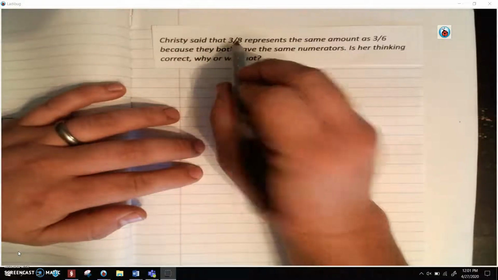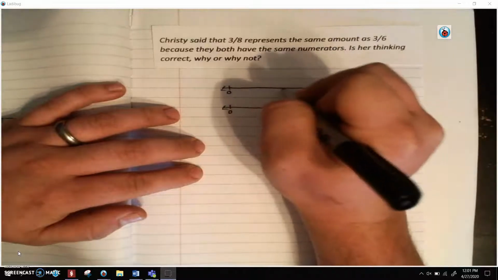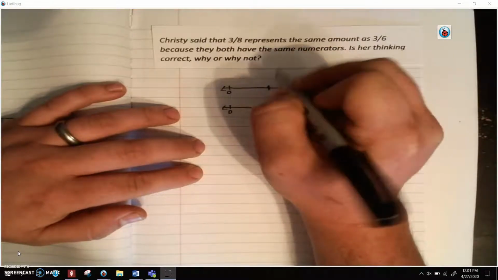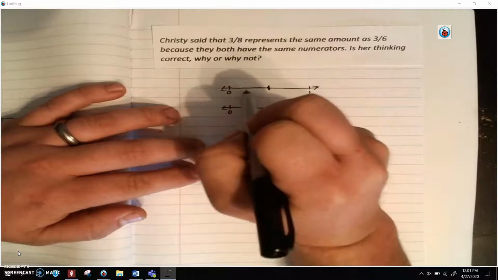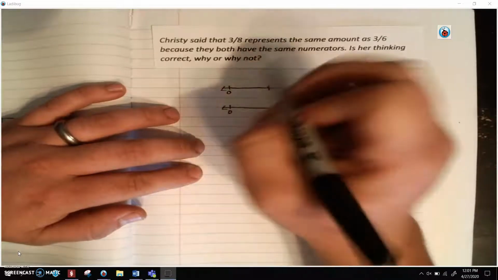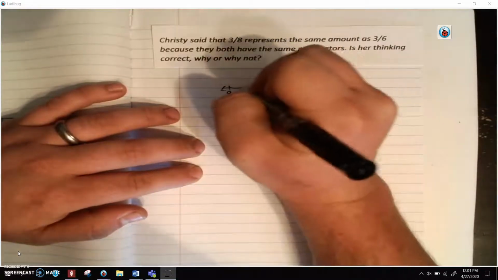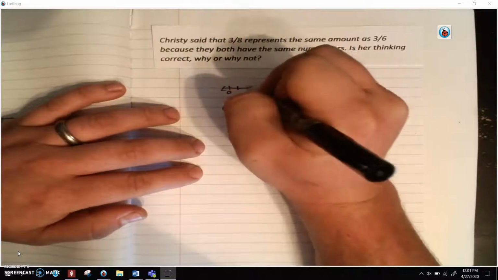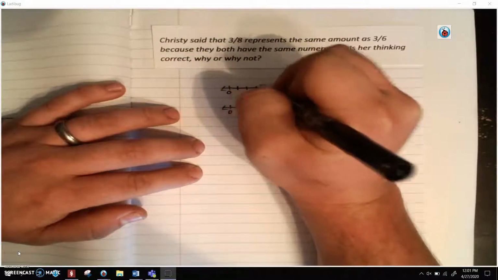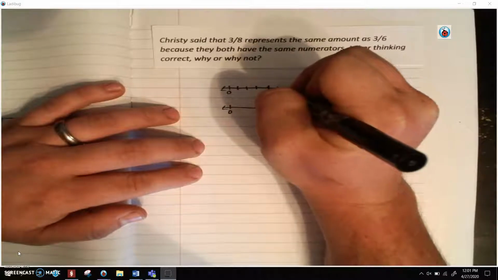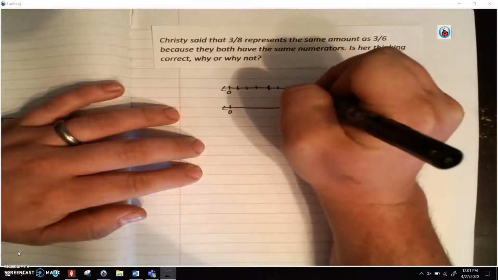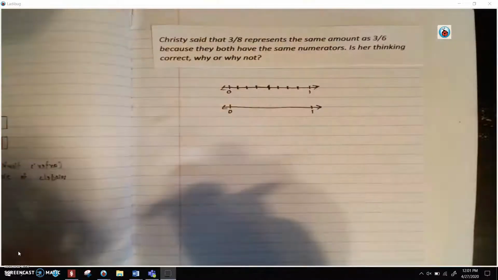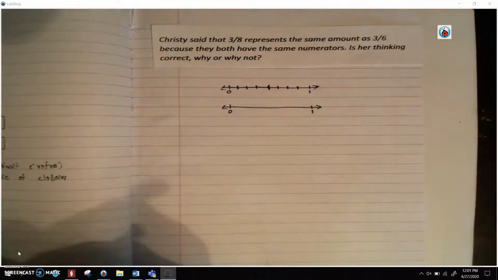When my denominator is even, I always like to break it in half, because I know that I would have 4/8 over here and 4/8 over here. So that would be 0, and this would be 1/8, 2/8, 3/8, 4/8, 5/8, 6/8, 7/8.